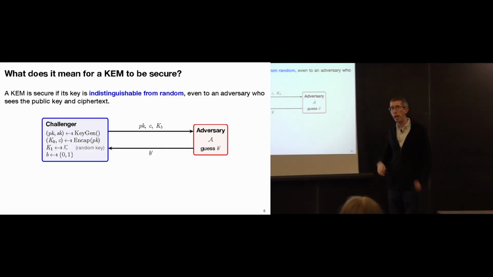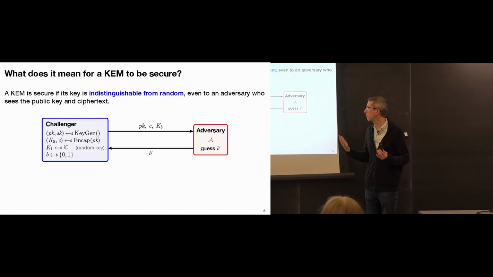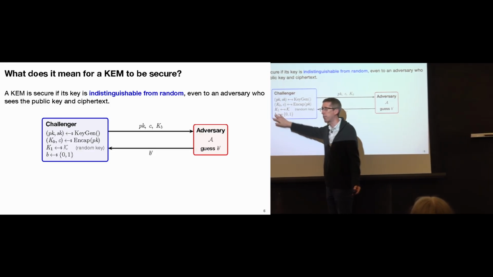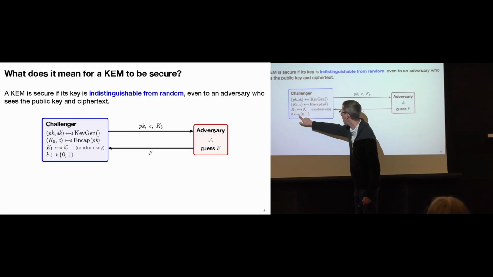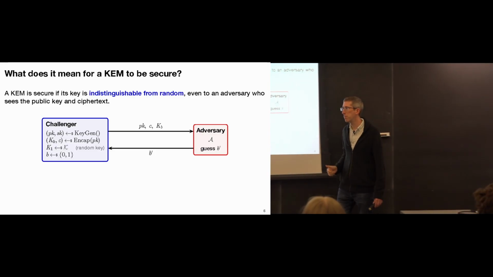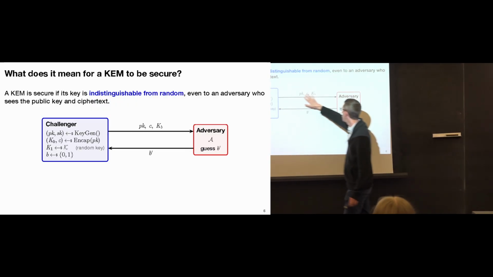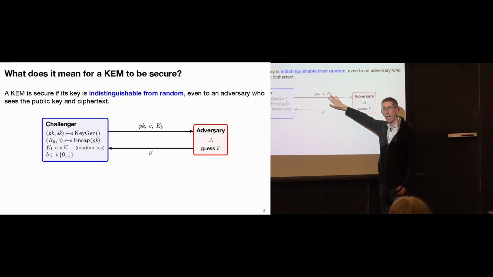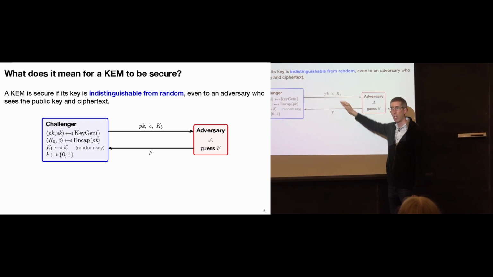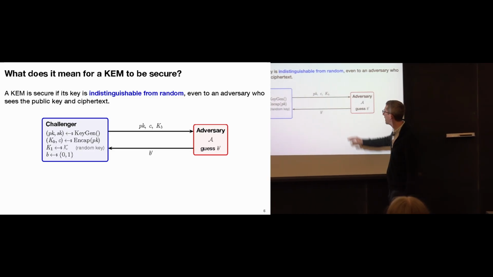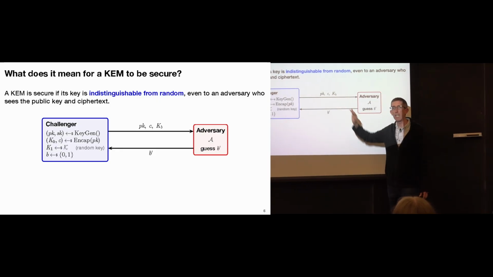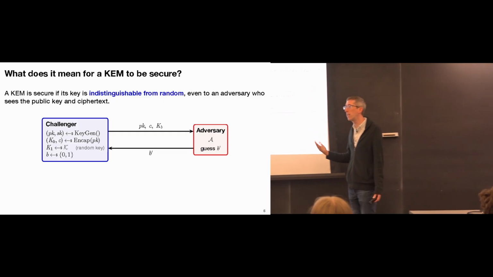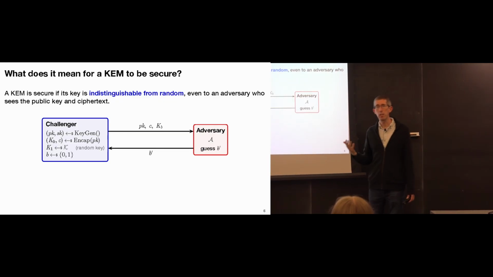But then to challenge the adversary to distinguish that real key K0 from random, the challenger will also pick a random key K1 from the key space, so maybe a random bit string. And then the challenger will flip a coin. If the coin comes up 0, then the challenger will present to the adversary the public key, the ciphertext, and the real key K0 that was derived by this encapsulation process. Whereas if the coin comes up b equals 1, then the challenger will give the adversary the random key K1. And the adversary's task will be to figure out what actually happened. Did they get the real key, or did they get the random key? Can they guess the hidden bit b?